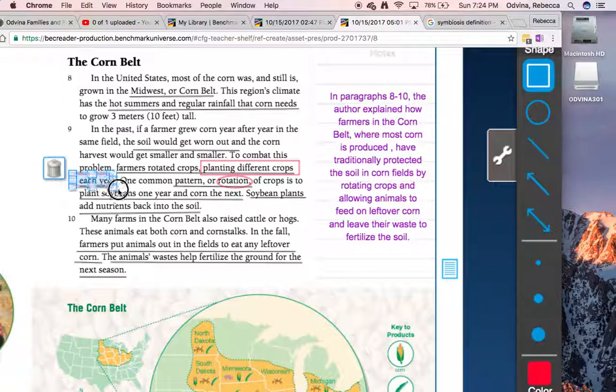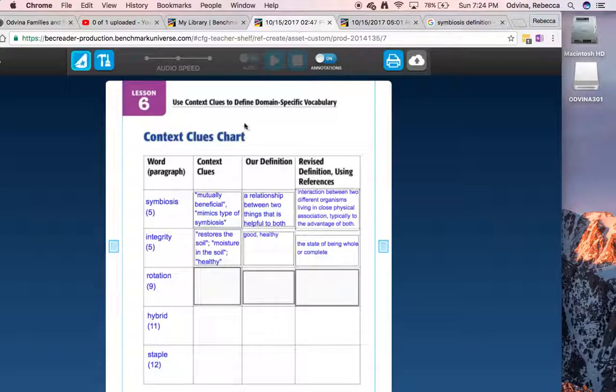And you notice how I'm using a different color because I don't want it to get mixed up with our key details from our last lesson. And then I saw that they specified which crops: soybeans one year and corn the next. So a rotation must mean planting different crops each year. Common pattern: soybeans one year, corn the next. So I just typed in or wrote in the context clues. These are in quotation marks because they're coming directly from the text. So my definition is a pattern of planting different crops from year to year.